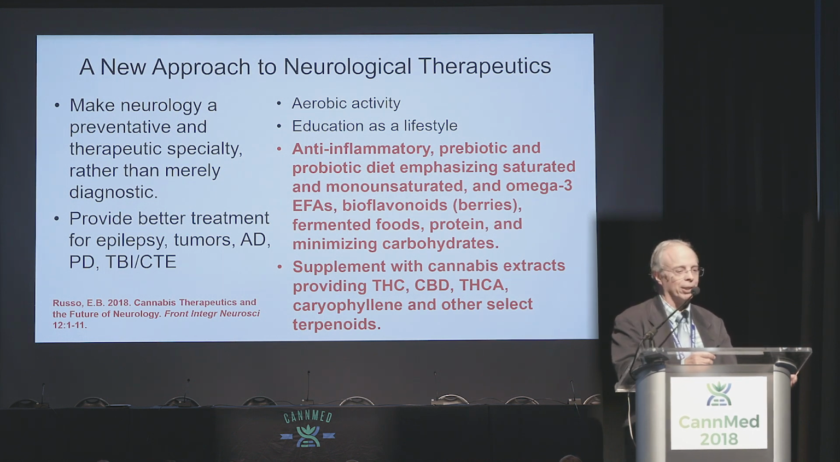And above all, an anti-inflammatory prebiotic and probiotic diet that should emphasize saturated and monounsaturated fats, that's olive oil, as we heard previously. Also omega-3 essential fatty acids, bioflavonoids from things like berries, fermented foods, protein, and minimizing carbohydrates, which have only been used in abundance by humans for about 3,000 years. Additionally, this can be supplemented with cannabis extracts providing the THC, CBD, THCA, caryophyllene, and other select terpenoids.